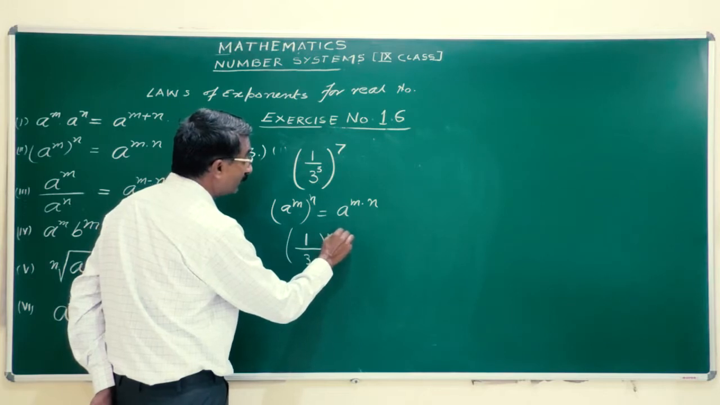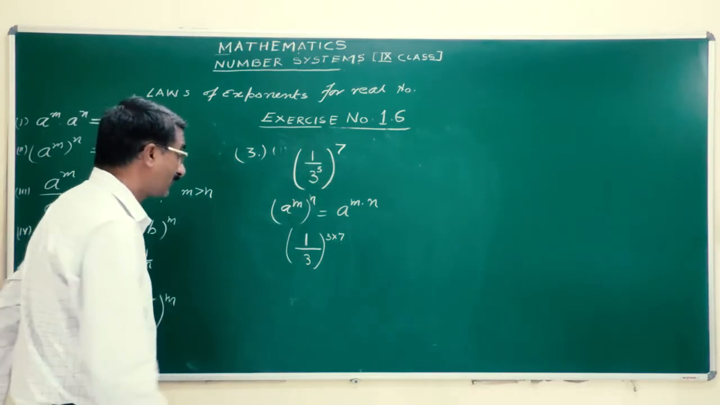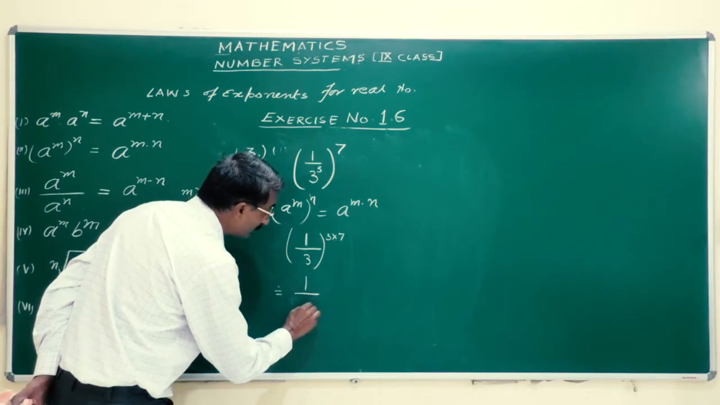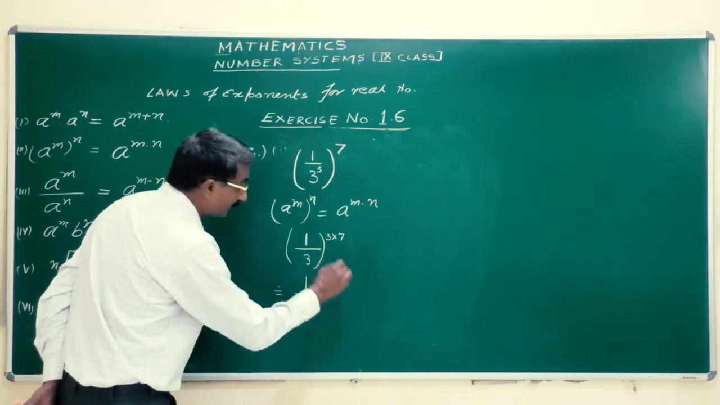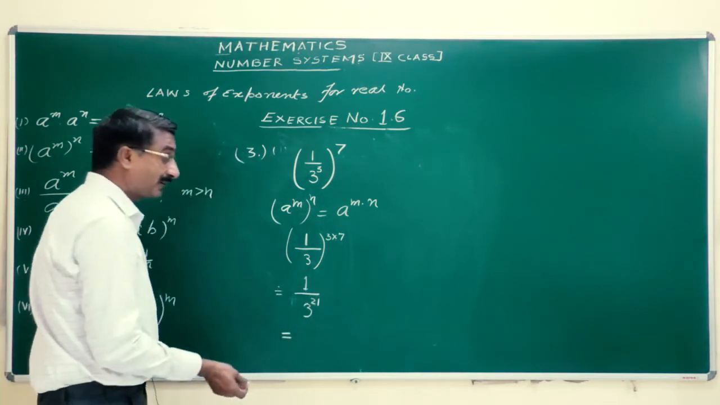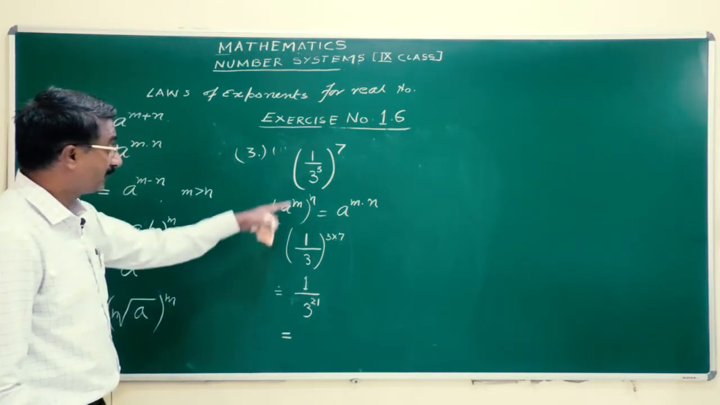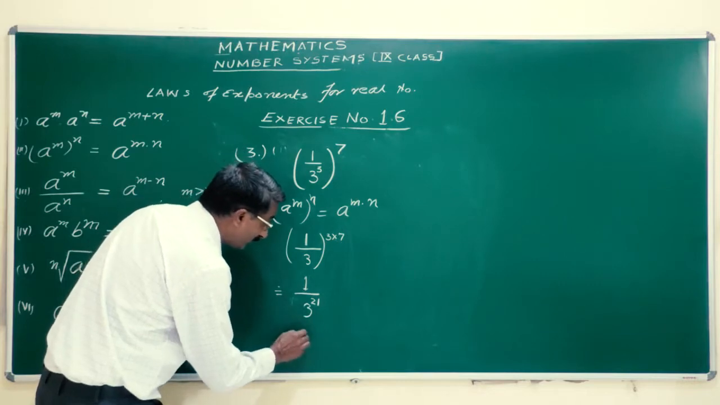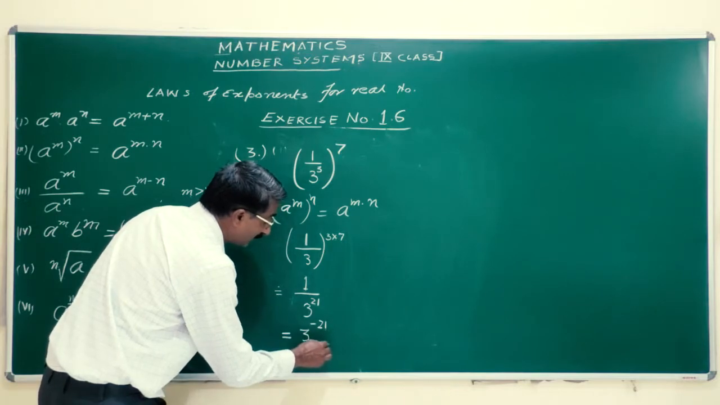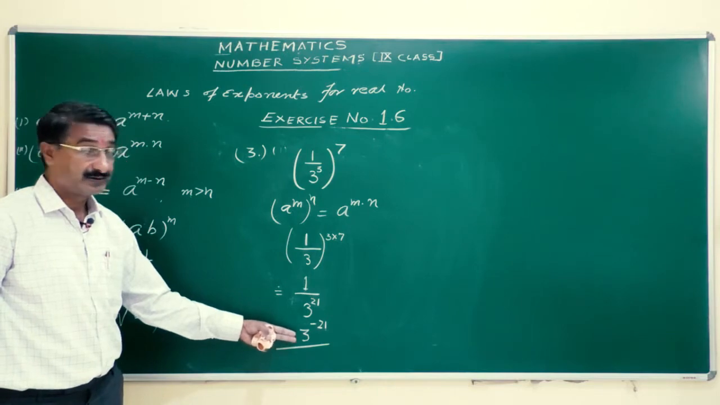3 into 7. This is the power of power. So, that is why 3 into 7. So, this is equal to 1 upon 3 raised to the power 21. You can write 1 raised to the power 21 is 1, that is why it is written 1, and this is 3 raised to the power 21 here. Or if you want to simplify more, 3 raised to the power minus 21. This is the answer, or this may be the answer, clear?